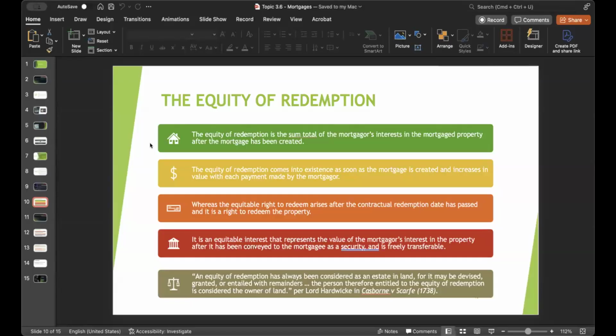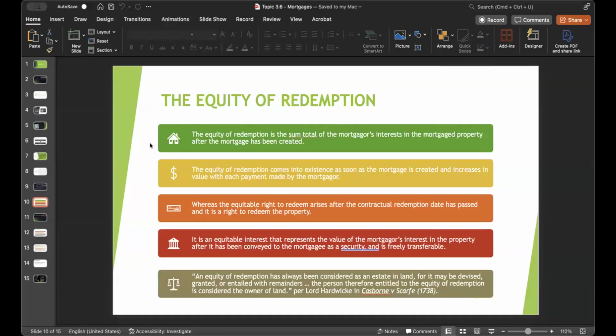Go ahead, Trent. Okay, so the equity of redemption is basically what the contract is about. It's giving the mortgagor the right to repay their debt. And in giving them the right to repay their debt, they have the right to redeem their property. And if they default on their payment, then they also have the right, even if the date has passed, to still repay their debt.